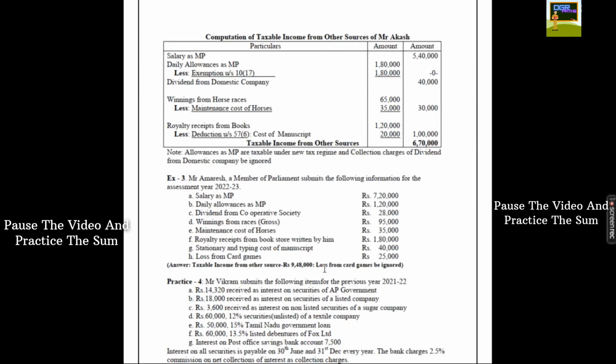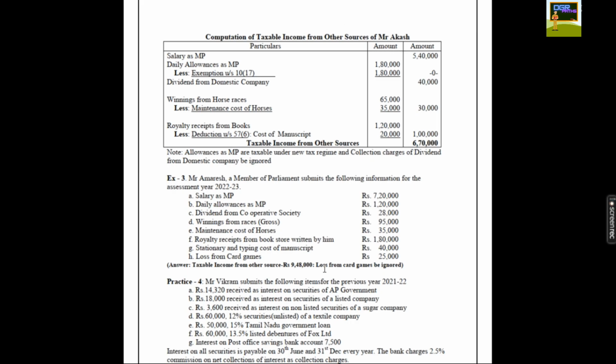Now let me go for practice 4. Mr. Vikram submits the following items for the previous year 21-22. 14,320 received as interest on securities from Andhra Pradesh government. Received means it is a net amount.